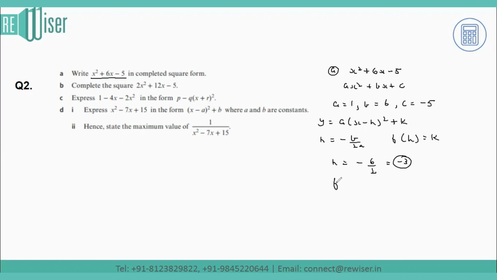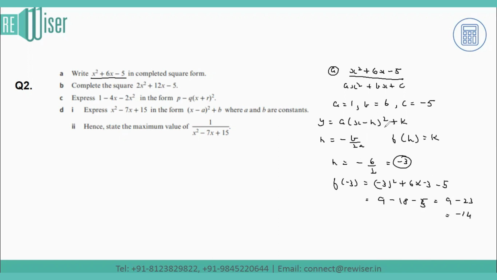So if I'm calculating the value of f of minus 3, that means I'll put minus 3 into the original equation. So that is minus 3 whole square plus 6 into minus 3 and minus 5. So that is equal to 9 minus 18 minus 5. So that is equal to 9 minus 23, which is equal to minus 14.